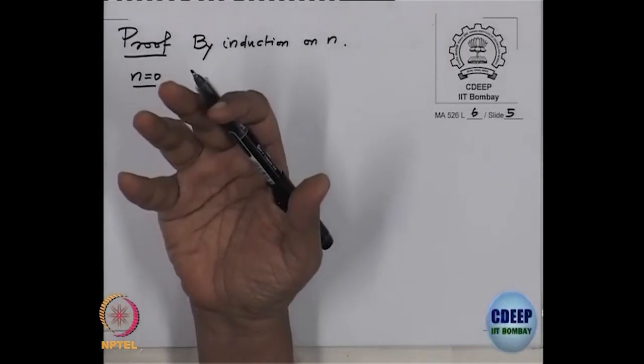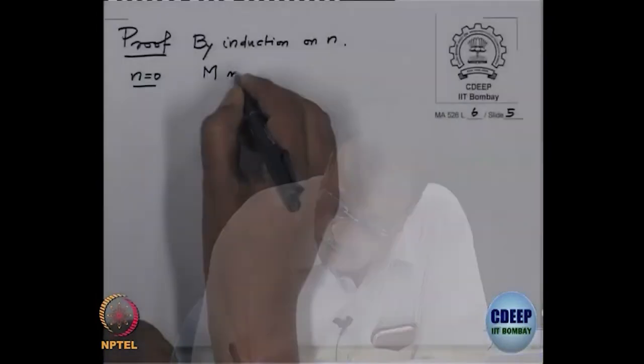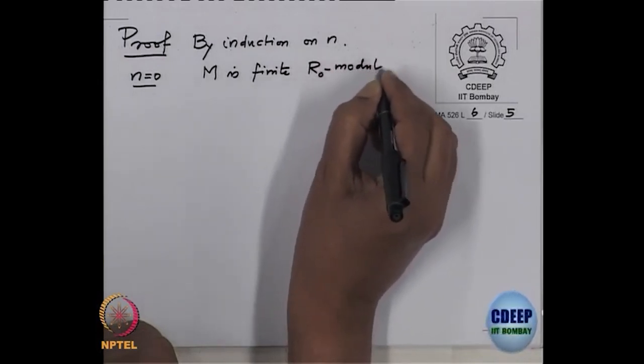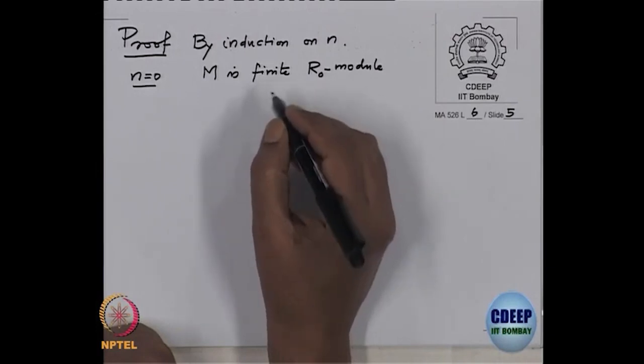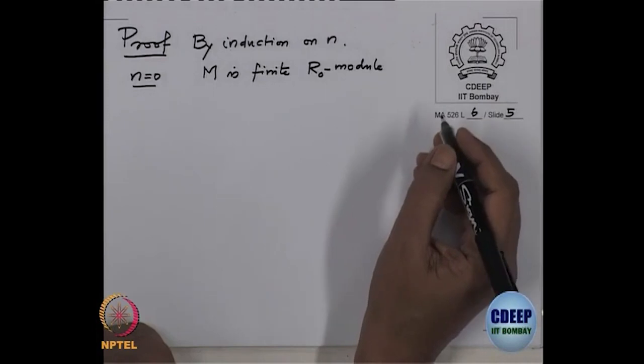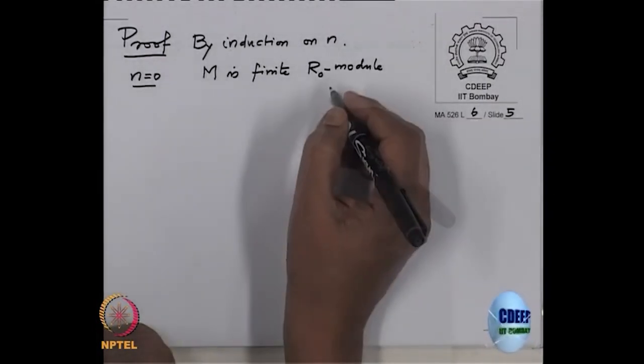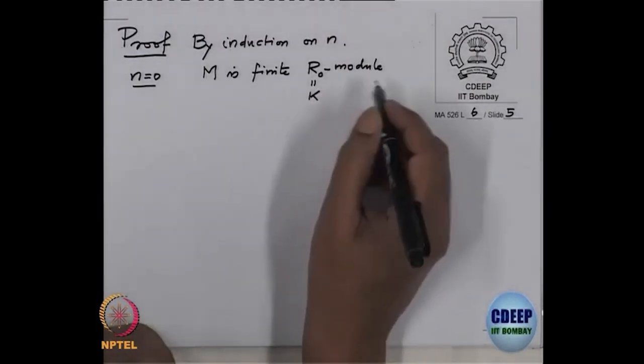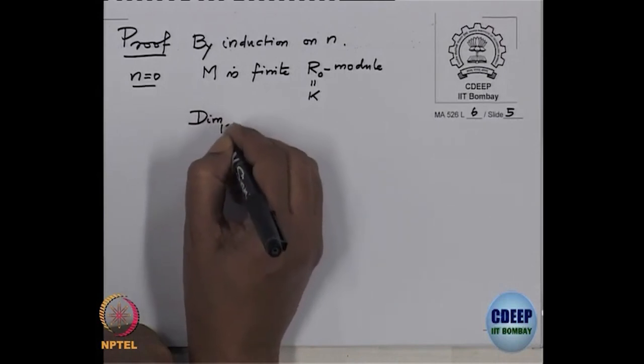And then all the Mm are finitely generated R naught modules, and M is a finite R module, therefore a finite R naught module, therefore really only finitely many components of M are non-zero. So in this case, M is a finite R naught module. Just remember that when I say a module is finite, that means it is a finitely generated module. Let us assume R naught equal to K. So it is a finite K module, which means it is a finite dimensional K vector space. So dimension over K of M is finite.